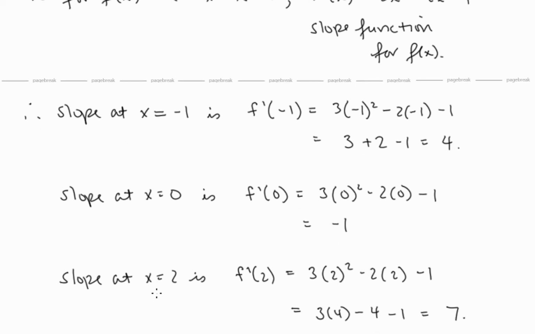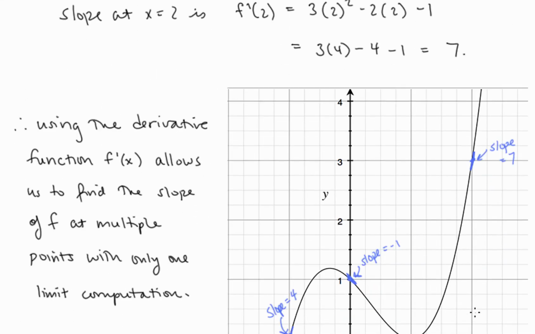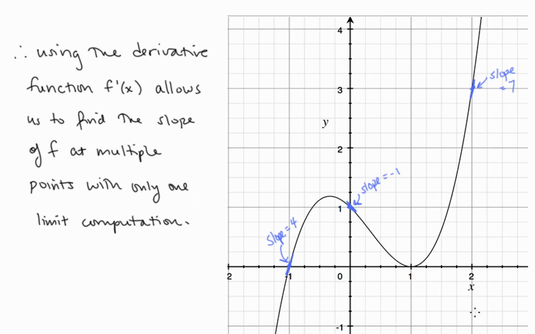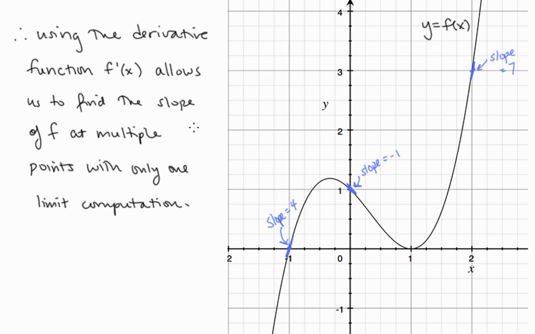And at x equals 2, the slope of f is given by f prime of 2, and that's 7. So if we take a look at the graph of the original function, f of x, we can note on the graph the slopes that we just found. We found that at x equals -1, the slope of f is equal to 4. At x equals 0, the slope of f is equal to -1. At x equals 2, the slope of f is equal to 7.